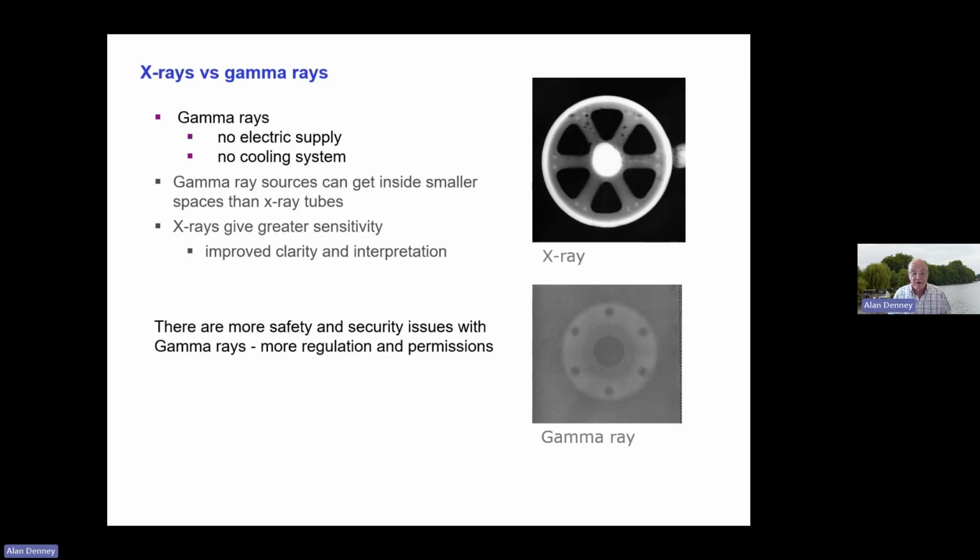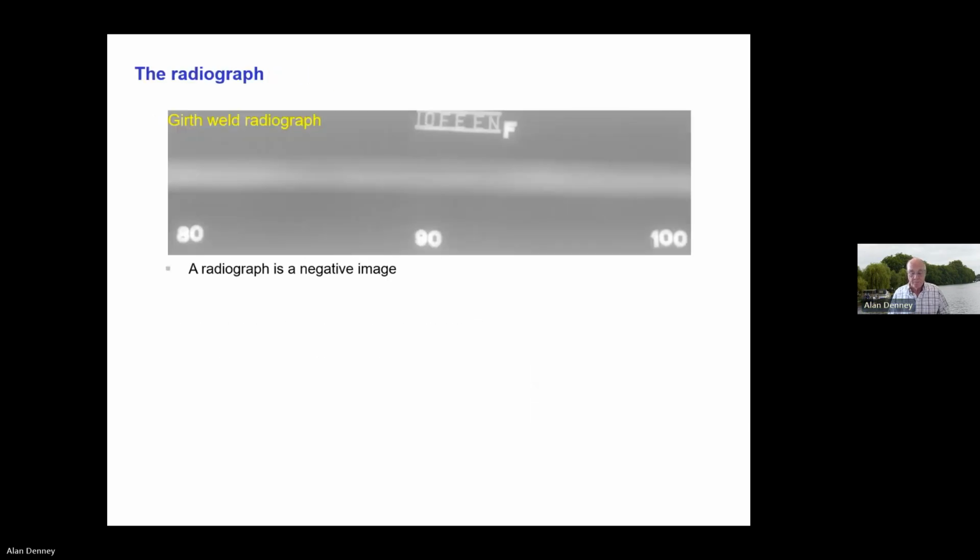But with gamma rays, there are safety and security issues with both sources. But with gamma rays, there are more issues. For example, transporting gamma rays, there are all kinds of regulations in every different country relating to control of radioactive sources. So more regulation and more permissions are needed if you're using gamma rays than X-rays, because when you switch off an X-ray source, it's not emitting anything. It's not in any way a hazard.